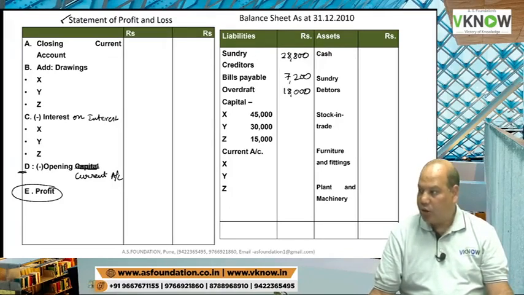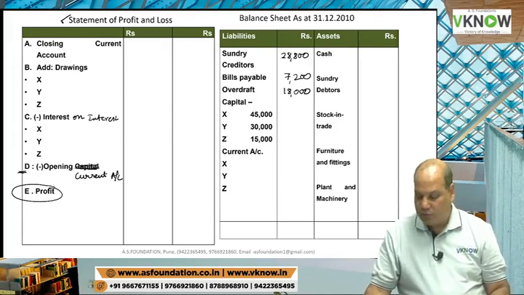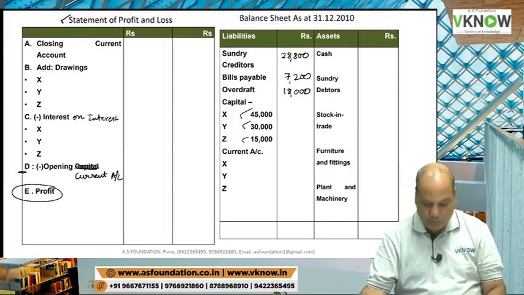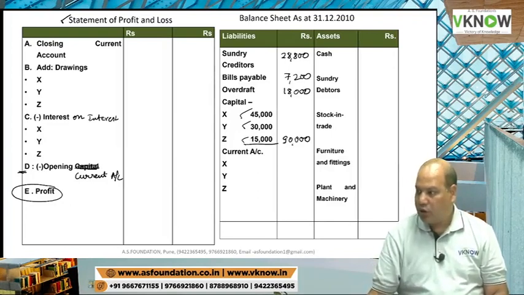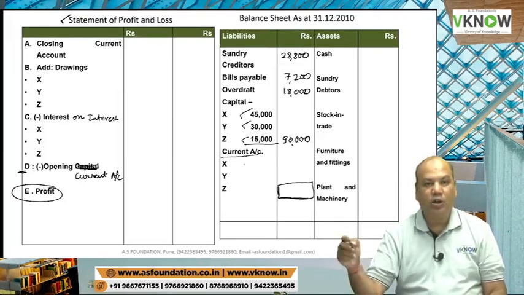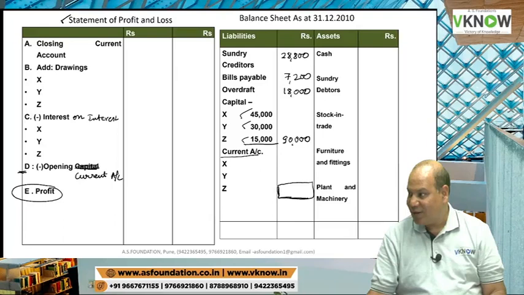Capital, under capital X, Y, Z, same figure, 45,000, 30,000, 15,000, total 90,000. Current account X, Y, Z, keep it blank. This total will be the balancing figure right now. Later we'll prepare current account and we will get current account balance also.